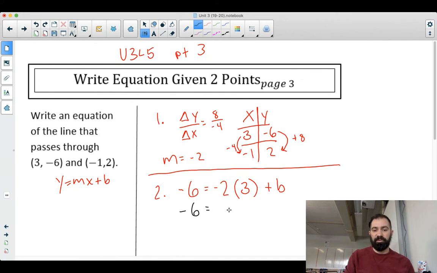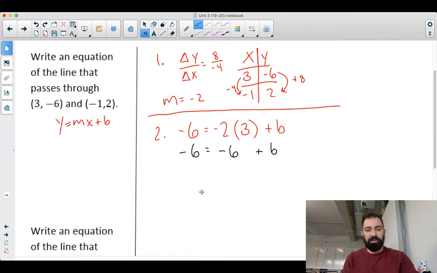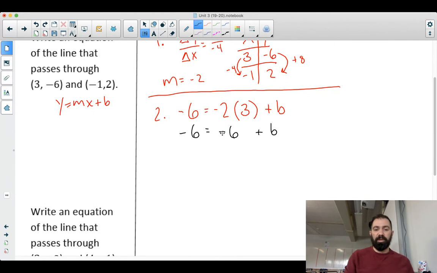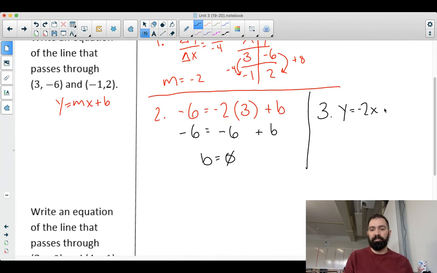-6 equals -2 times 3 is -6 plus b. And so we're just going to think to ourselves here, what -6 plus what equals -6? Well, that's easy. That should be 0. And then finally, our step 3, writing our equation in slope-intercept form, y equals -2x plus 0, which we don't write, so we just leave it as y equals -2x, which would be a proportional relationship as a callback to previous lessons. Remember, a proportional relationship has to go through the origin (0, 0), which is plus 0.